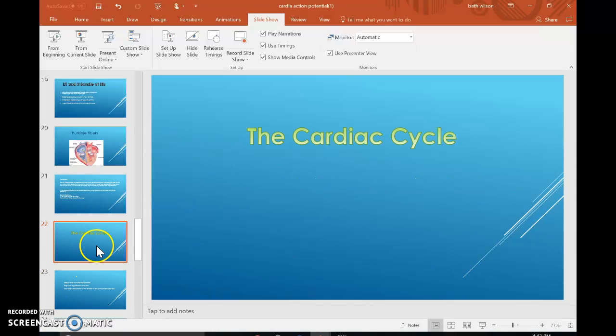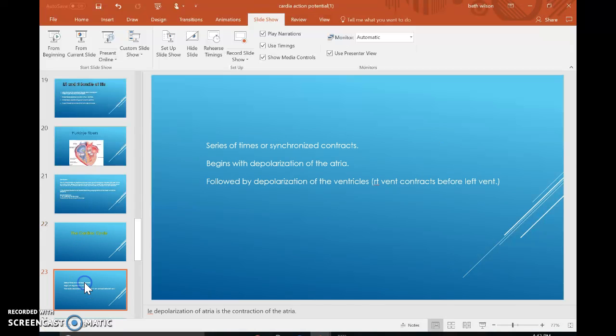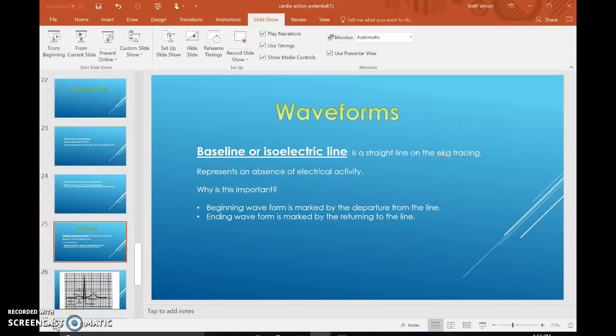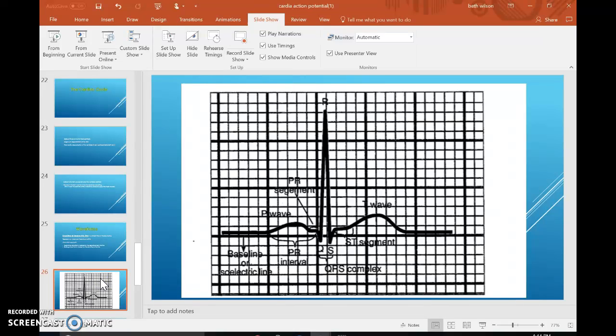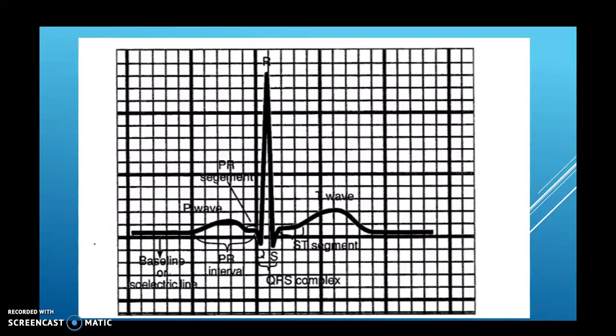So the actual cardiac conduction cycle is what we're moving on to now. Okay, scratch what I just talked about. We're moving on to waveforms. So, this is a waveform. This is what a normal EKG should look like. Let me blow this up for you. This is what a normal EKG should look like.